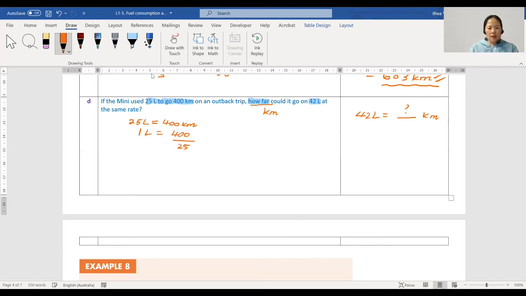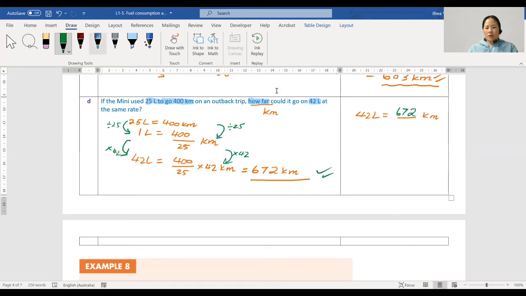You watch what I've done here. Do you understand what I've done? I just went straight into 1 liter and divided by 25 here. And now what I'm going to do is 42 liter. If I put that in my calculator, I will get 672 kilometers. 42 liter will go 672 kilometers. Are we all good?